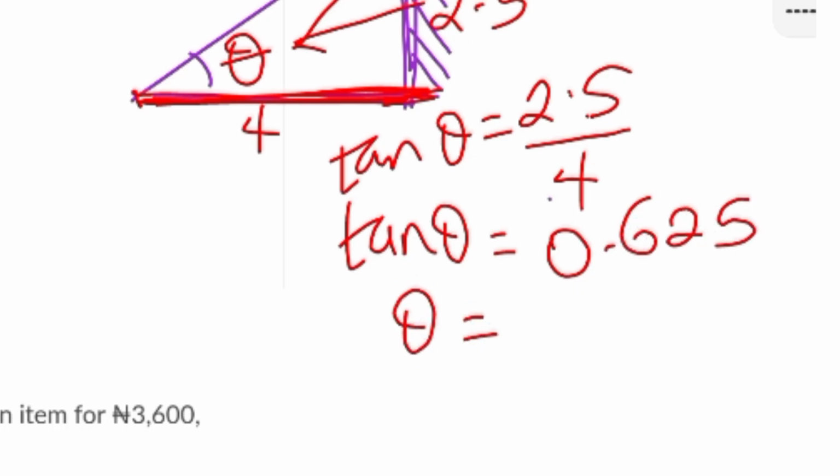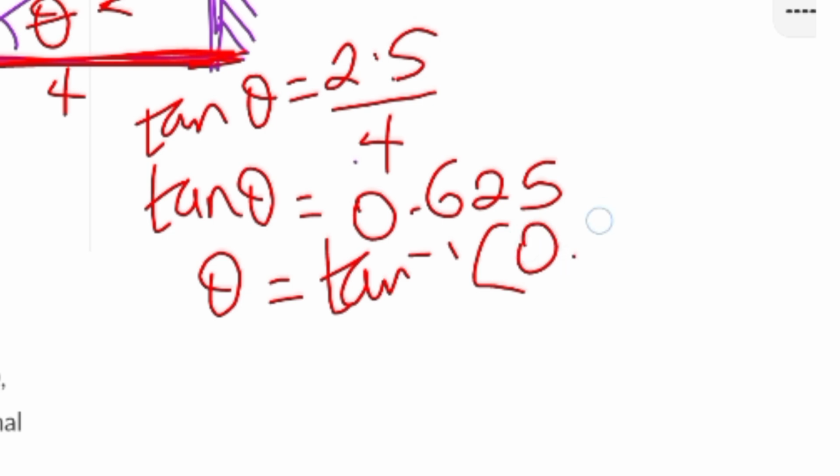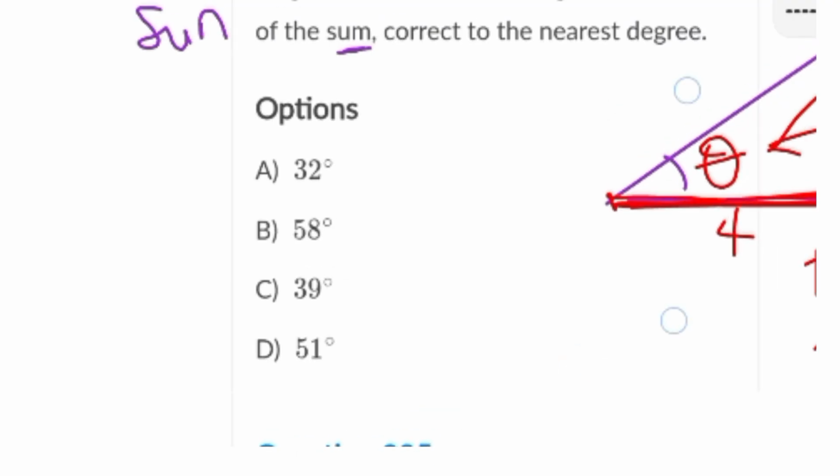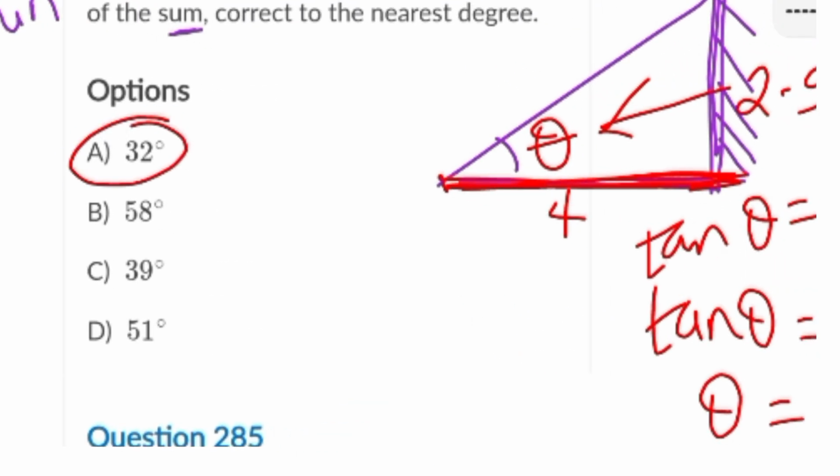Then theta will now be tan inverse of 0.625. So if you press this out, tan inverse of 0.625, you're going to get theta equals to 32 degrees. You're going to get 32 degrees. So check the answer there. So you can see that is option A. Okay, I hope you understand. Let's move on.